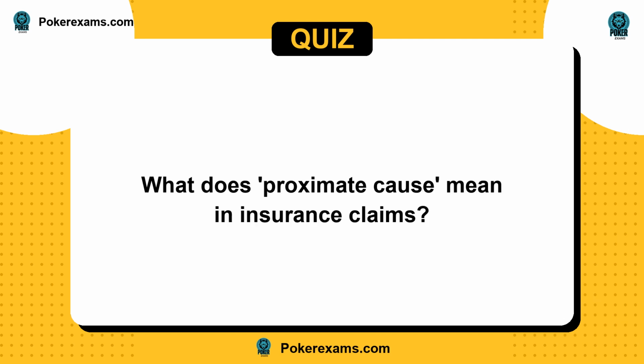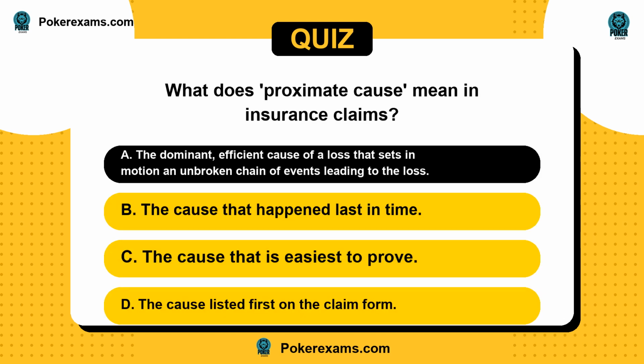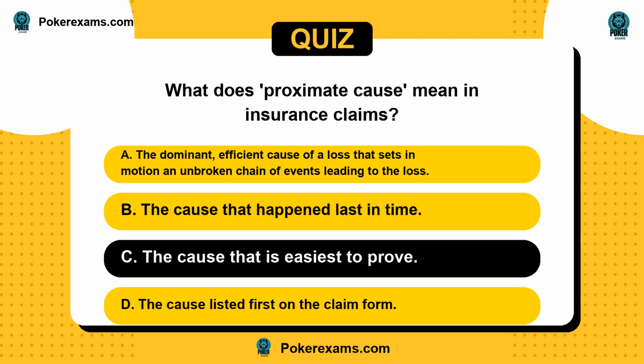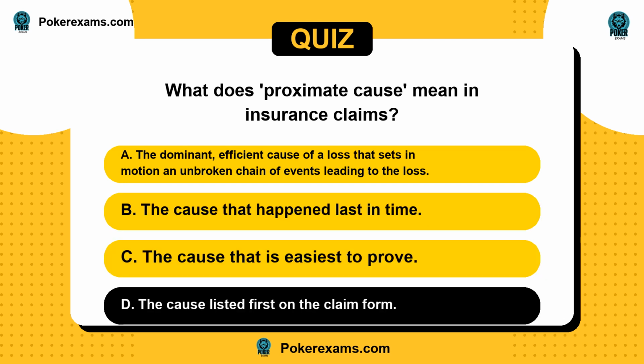Next question. What does proximate cause mean in insurance claims? Is it A, the dominant, efficient cause of a loss that sets in motion an unbroken chain of events leading to the loss? Or B, the cause that happened last in time? C, the cause that is easiest to prove? Or D, the cause listed first on the claim form?